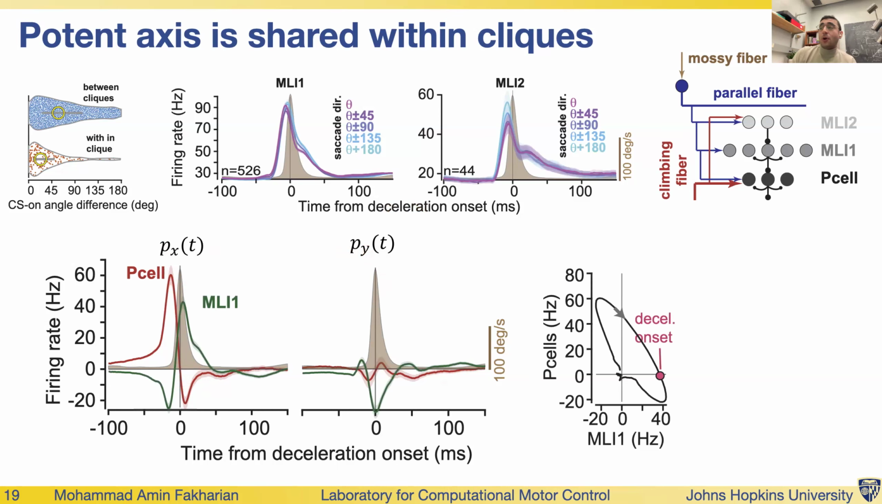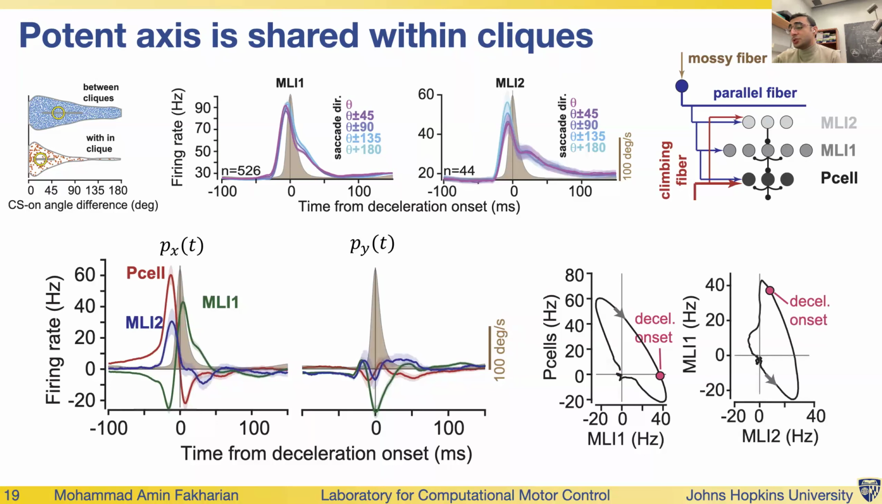For the MLI1s, interestingly, we see an opposite pattern to what we see for the Purkinje cells, supporting the idea of the MLI1 suppressing the Purkinje cells, and this can also be seen in the phase plots of the Purkinje cell rate as a function of the MLI1 rates.